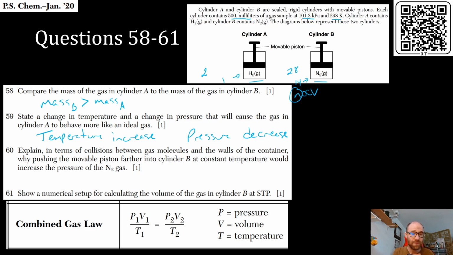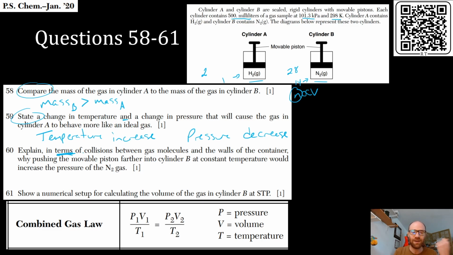In terms of collisions between the gas molecules and the walls of the container, again we've got "in terms of," so we're going to make sure we do that. Notice that we're saying compare and state in the answers that are coming out. A comparison means you've got to mention both. The mass in cylinder B is greater than the mass in cylinder A. State a change, but it says temperature and pressure. So we're stating two changes, but we're just stating them, short answers.